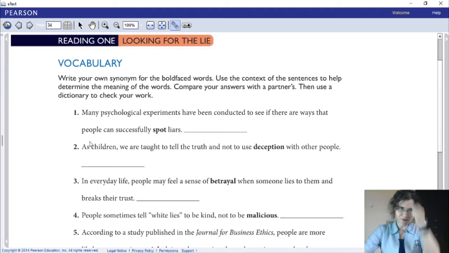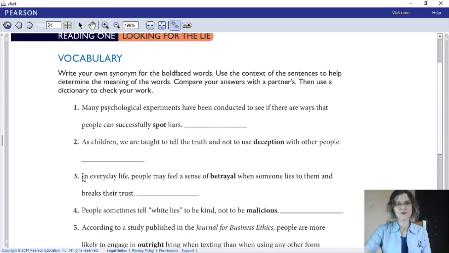Now, it is your job right now to write a synonym for the bold-faced words. So you do not have a box where you can pick from right now. You have to come up with a synonym. If that is a little bit hard, you can just use your search engine to figure out what the correct synonym would be, or there can be several choices even, not even just one. What could be a good synonym for spot? Use the context of the sentences to help you determine the meaning of the word. So you're going to pause your video and answer number 1 until 11. Go ahead.